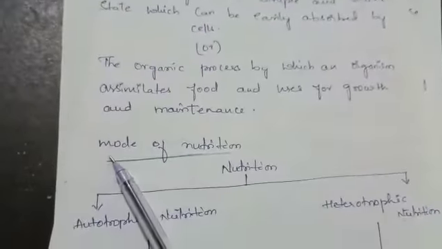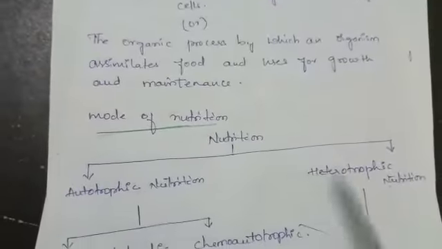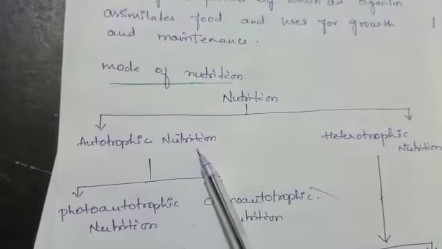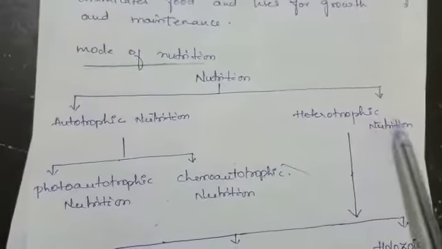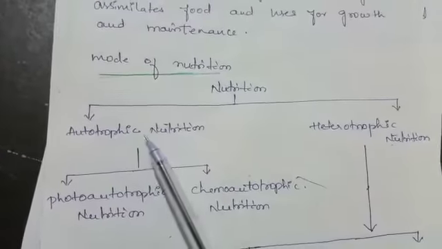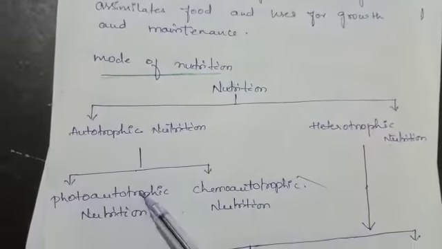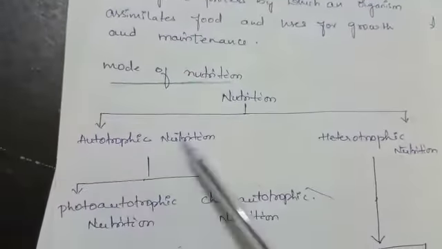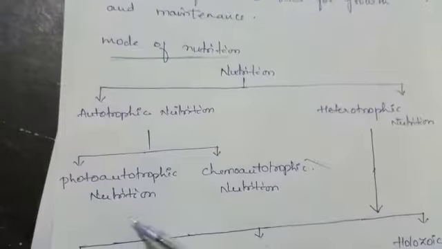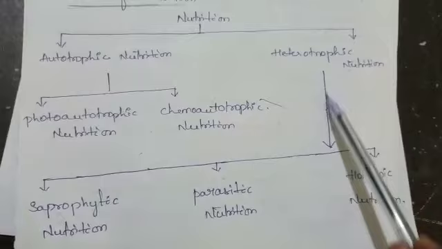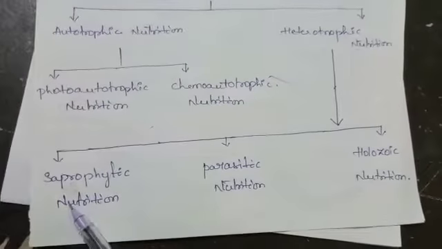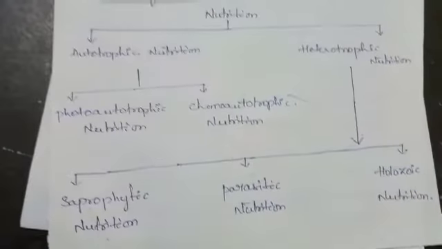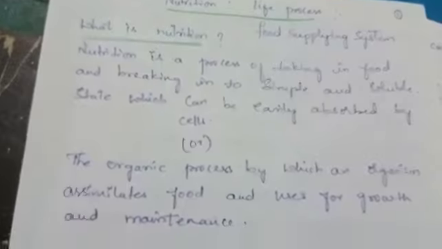So now let us go to the modes of nutrition. How many types of nutrition are there? There are two types of nutrition. First is autotrophic nutrition, the next one is heterotrophic nutrition. Autotrophic nutrition is subdivided into photoautotrophic nutrition and chemoautotrophic nutrition. We'll know in detail about these types. Again, heterotrophic nutrition is divided into three types: saprophytic nutrition, parasitic nutrition, and holozoic nutrition. Did you understand this?